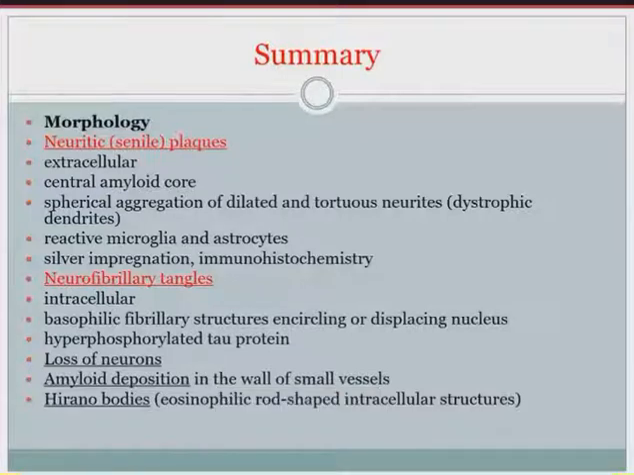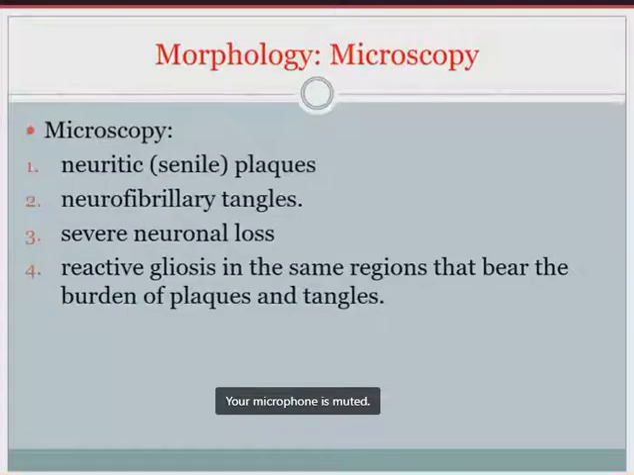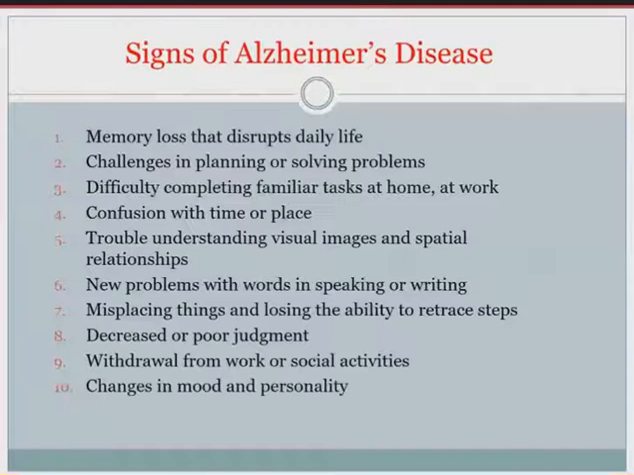In Alzheimer's disease, I'll show one slide again. In morphology, under the microscope, you should write neuritic plaques, neurofibrillary tangles, severe neuronal loss, and reactive gliosis. Grossly, you see widened sulci. And the signs of Alzheimer's disease are very essential to diagnose it.